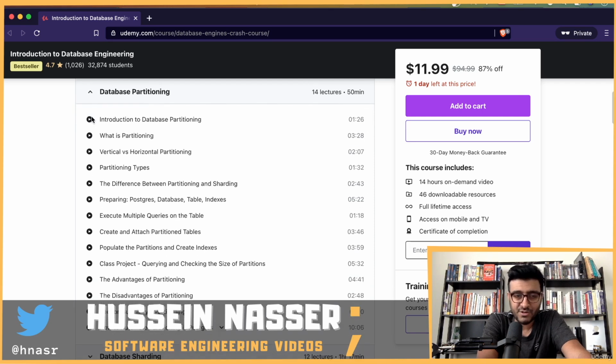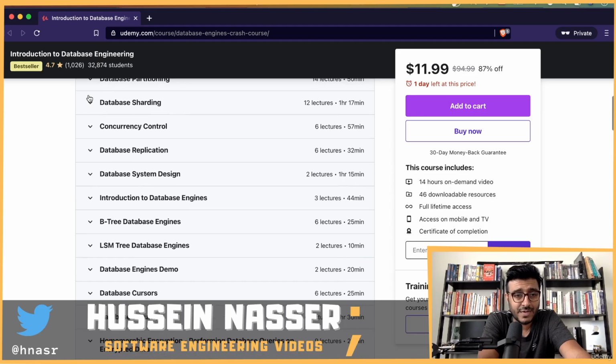Partitioning, obviously another underrated feature of the DBMS. We don't talk about partitioning, we talk about sharding a lot. Partitioning is as important, as powerful of a concept. I've been adding content to that.